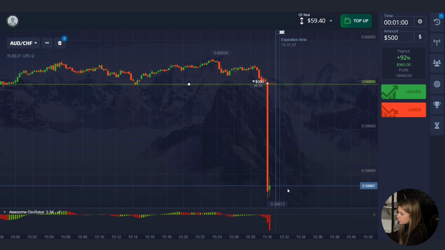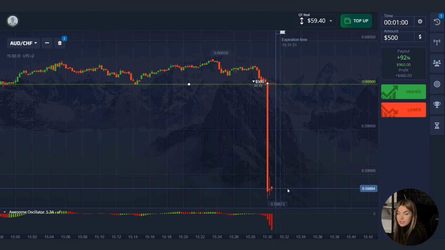But in any case, we'll try to make money on this downward movement, guys. I hope that in this situation 1 minute will be quite enough. And so, guys, let's wait for the end of our deal.